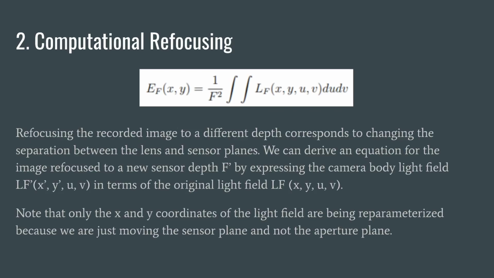And note that only the x and y coordinates of the light field are being reparameterized because we're just moving the sensor plane and not the aperture plane. So all of our lens components stay the same, and we're just refocusing the sensor depth, so the focusing in the image, which is why we would only modify x and y.